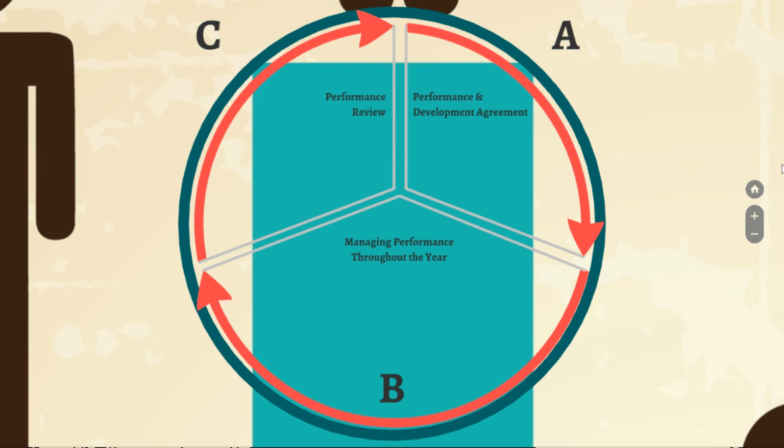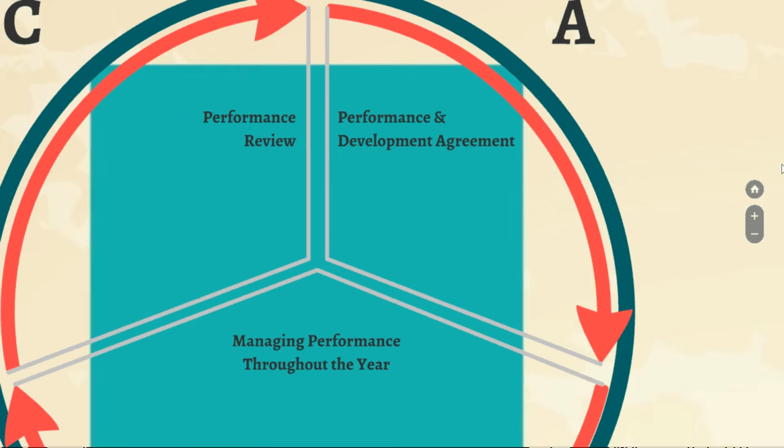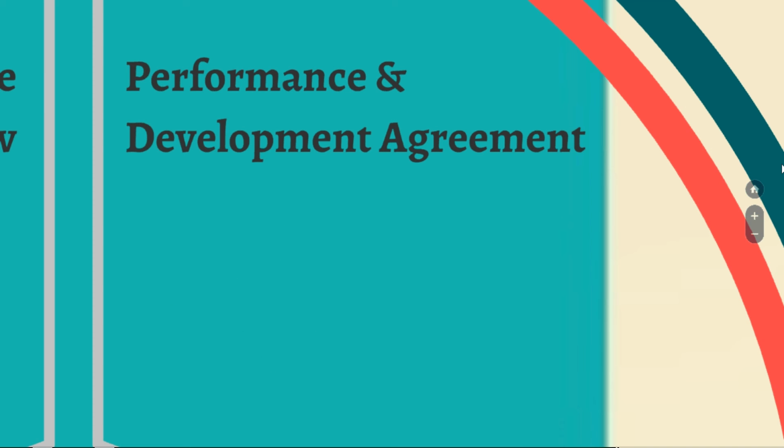The three-step process is, well, starting with A, it's a process, so it isn't really a beginning per se, but we're going to talk about starting with a performance and development agreement, managing performance throughout the year or throughout whatever cycle this process takes place, and then performance review. A, B, and C. So we're going to take a look at each of these three stages in the performance management process or cycle. Starting with performance and development agreement.